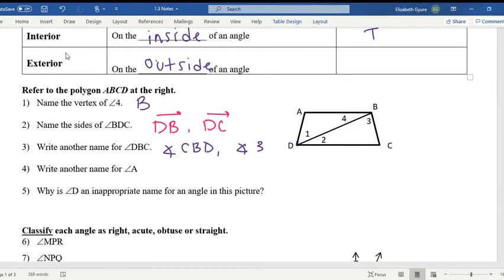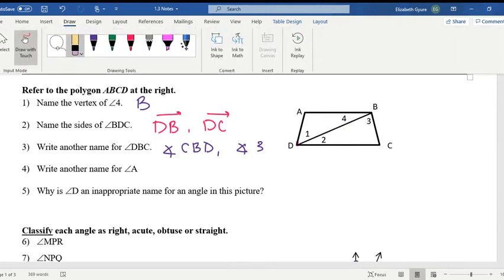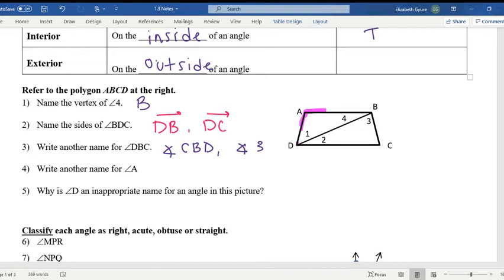Write another name for angle A. So here's angle A. For this one, it's okay to just use the vertex because that's the only angle there. It's not being split up into multiple parts. There's no number there, so I can't use that strategy, but I could name it with 3 letters. Because if you look here, technically your angle would end up going all the way to D and to B.